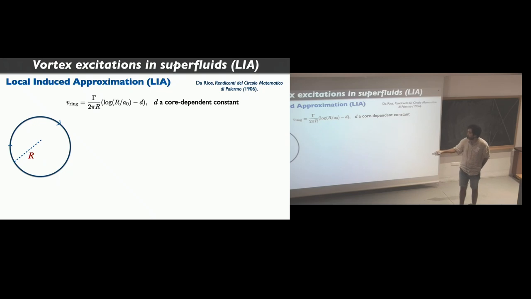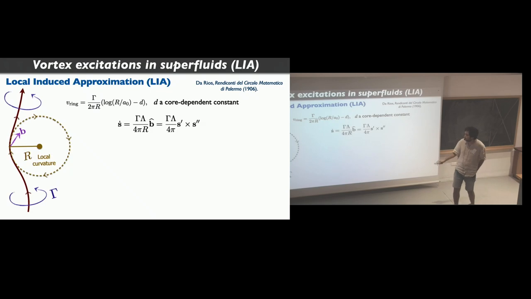And we know that for a vortex ring of radius r, the velocity of the ring goes like the circulation over r with the logarithmic correction and a constant d that depends on the model of the core we choose. What LIA says is basically: now take a vortex line, and at this point, I will draw a vortex ring, okay? And I will say this point here will move as if I had a vortex ring. So basically, we say the velocity of this point will be 1 over r times the binormal vector. The binormal vector just shows that the vortex will move in towards the screen, okay? And that's basically the LIA model.